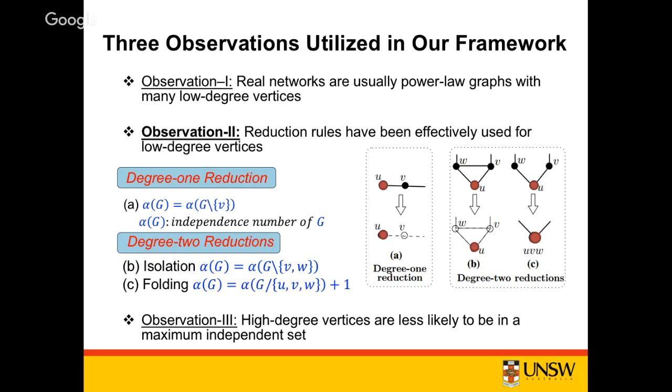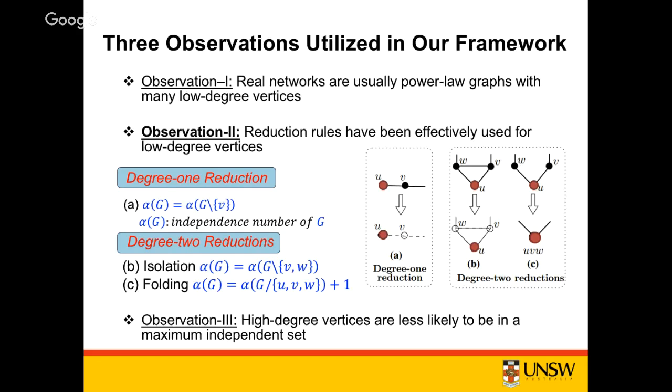The second reduction rule is to handle vertices of degree 2. There are two cases based on whether the two neighbors of U are connected or not. If the two neighbors of U are connected to each other, then we can safely remove both neighbors V and W from the graph without affecting the independence number of a graph. Here the independence number of a graph is the size of the maximum independent set.